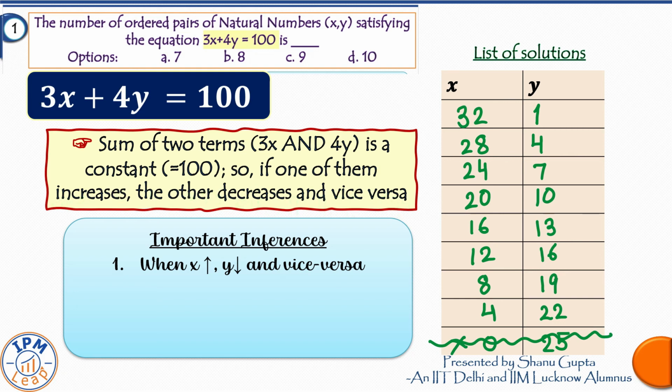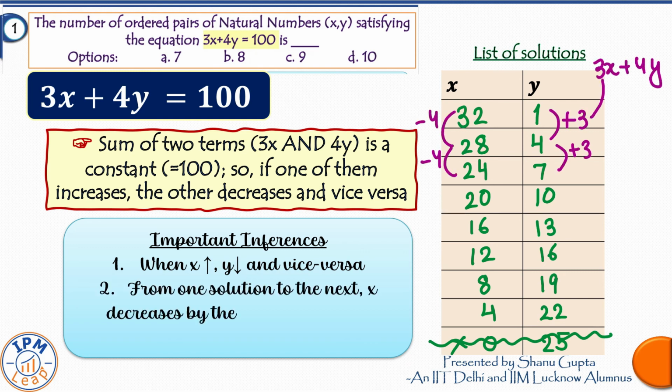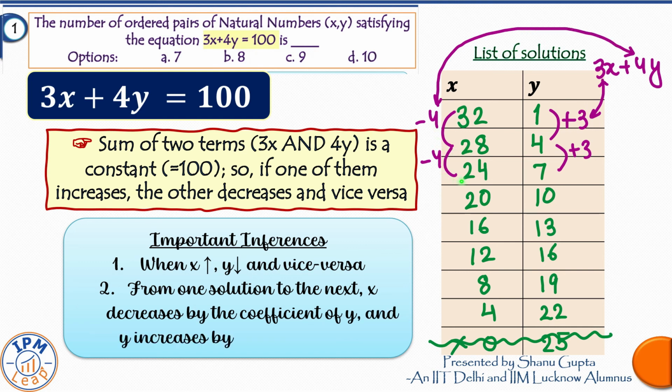Next important point to note is that from one solution to the next, x decreases by the coefficient of y and y increases by the coefficient of x. Let me reveal the secret to solve all special equations. This pattern is followed by all special equations. So the only effort required at our end is finding out the initial solution, because from one solution to the next we can use this pattern to draw the list, and that's the trick of doing these questions super fast.